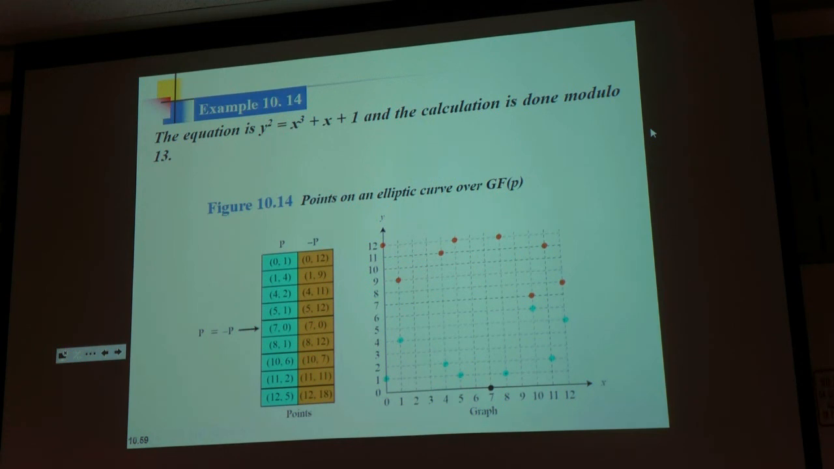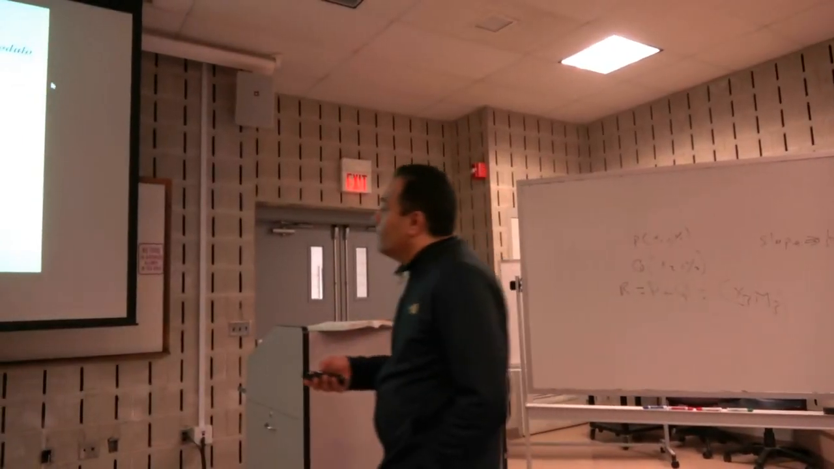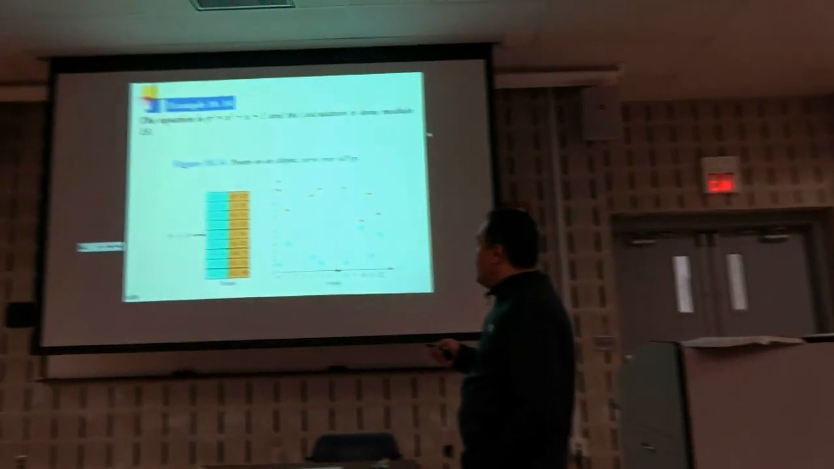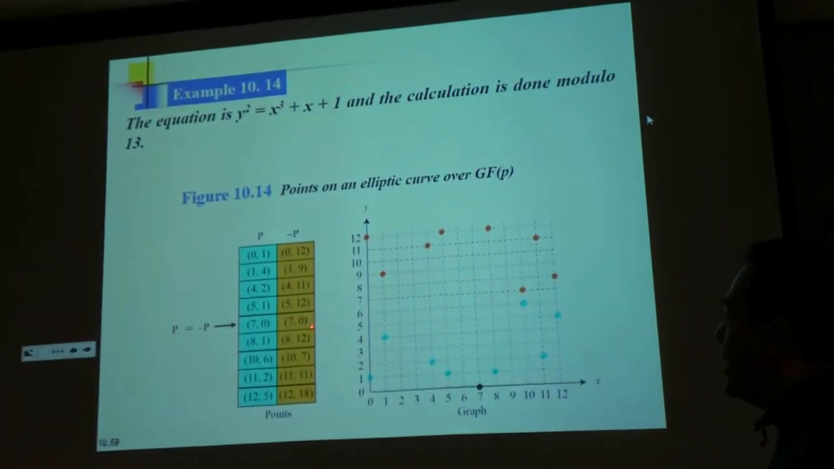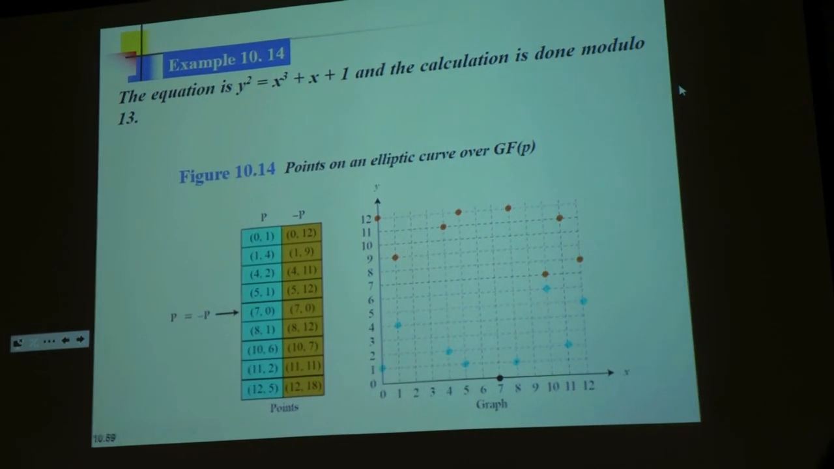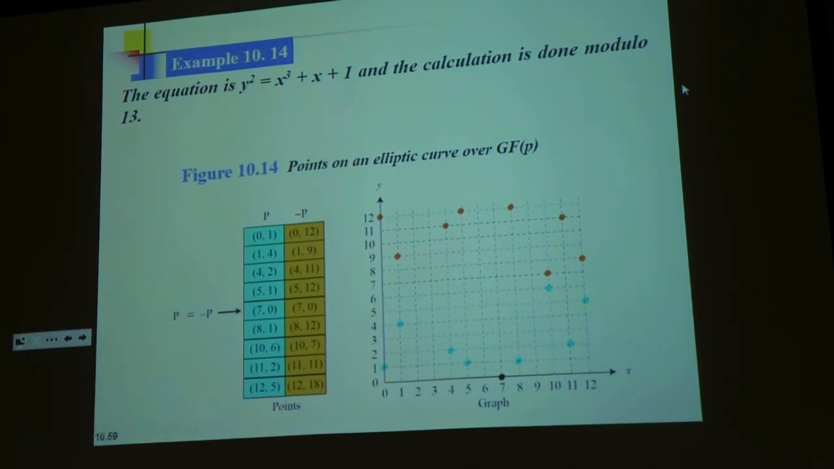Professor, can you explain the 0, 0 point? Well, the same thing. The inverse of 0 is itself. 0 plus 0, mod 13, is 0. So that's the inverse of itself, right? So P in this case, P equals minus P.